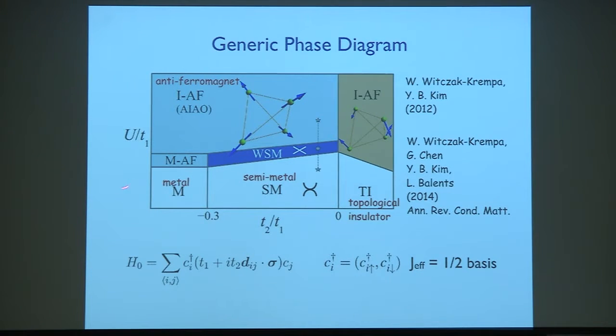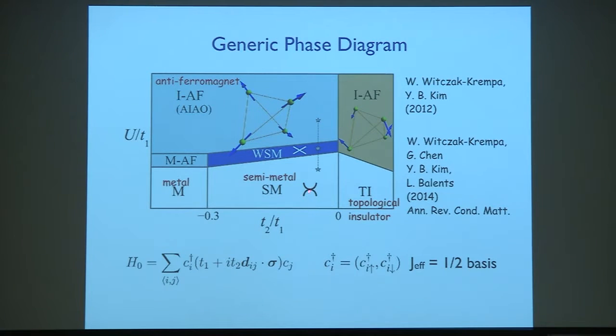So notice that even without interaction, the phase diagram is kind of interesting. Depending on the relative ratio of these two strengths of the hopping, you can have a topological insulator, for example, with a positive T2. And with a negative T2, you get what we call a quadratic band touching semimetal.